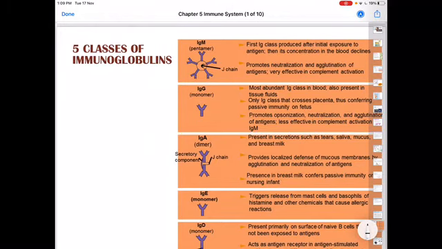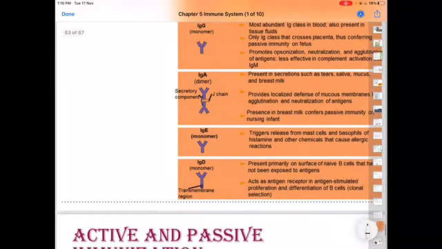Okay, and then we go into IgA, also known as dimer, present in secretions such as tears, saliva, mucus, and breast milk. Okay, so the function to provide localized defense of mucous membranes by agglutination and neutralization of antigens present in breast milk, confer passive immunity on nursing infant. So IgA ni juga sebagai passive immunity untuk anak, baby lah, bayi yang masih menyusu ibu.